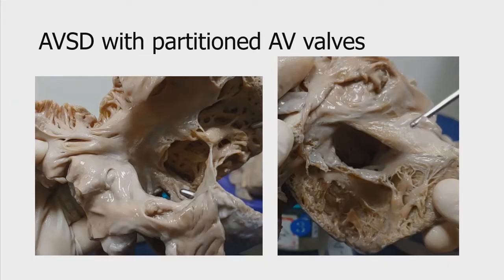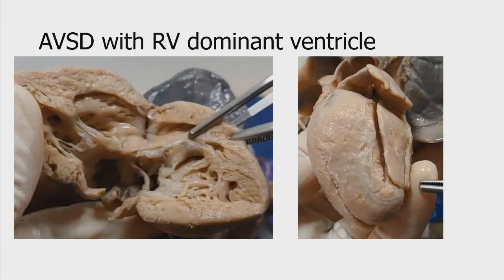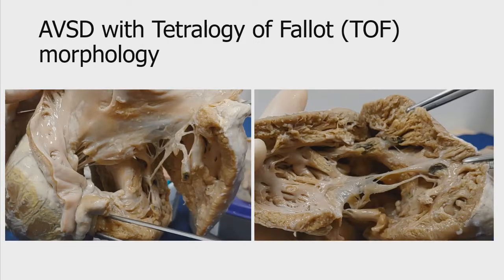atrioventricular septal defects with partitioned AV valves, atrioventricular septal defect with right ventricular dominant ventricle, and finally, an AV septal defect with tetralogy of Fallot morphology.